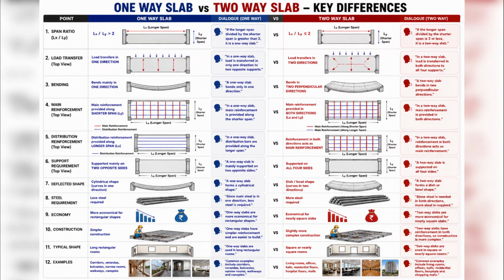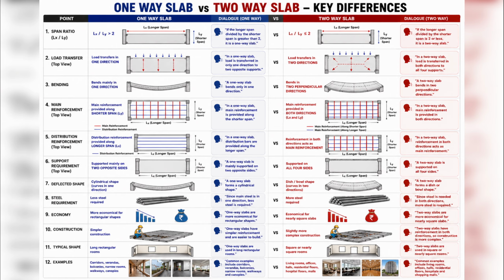In this video, we shall see some key differences between a one-way slab and a two-way slab. 1. Span ratio. The easiest way to identify a slab is by its span ratio. If the longer span divided by the shorter span is greater than 2, it's a one-way slab. If the ratio is 2 or less, it's a two-way slab.